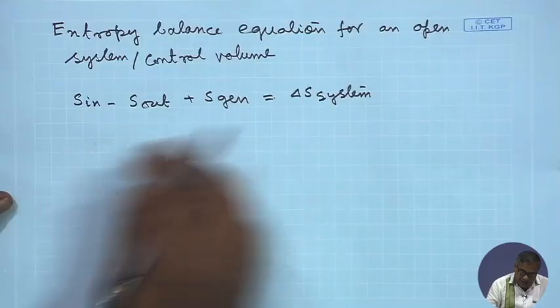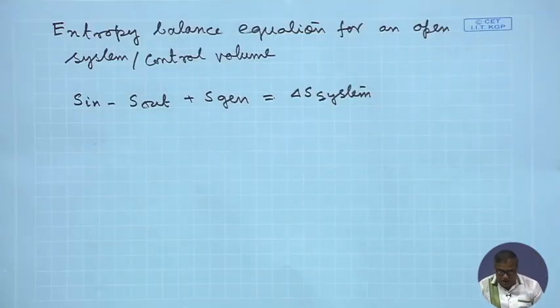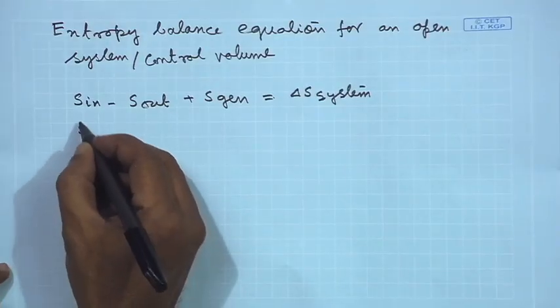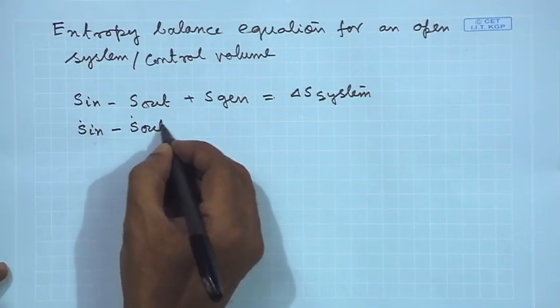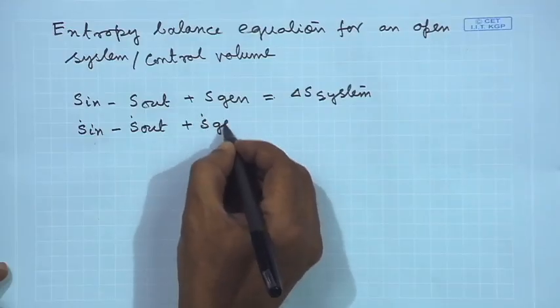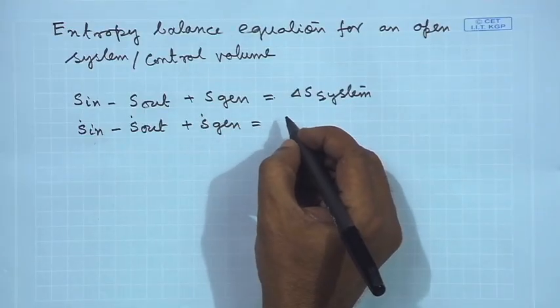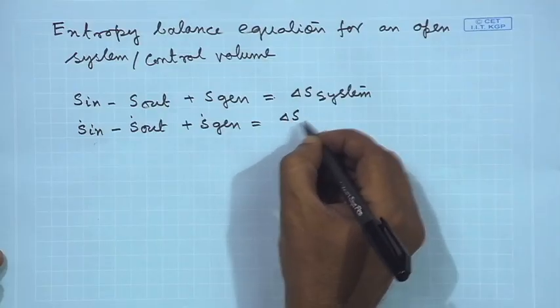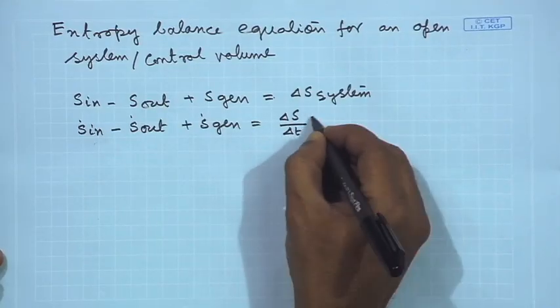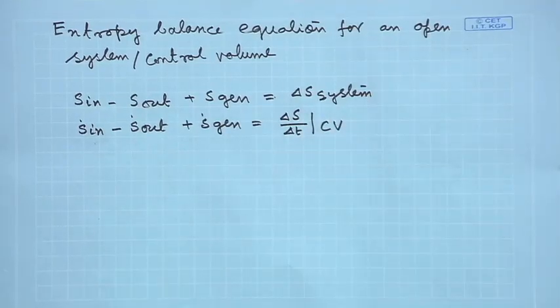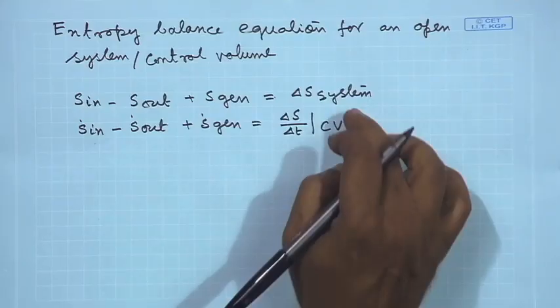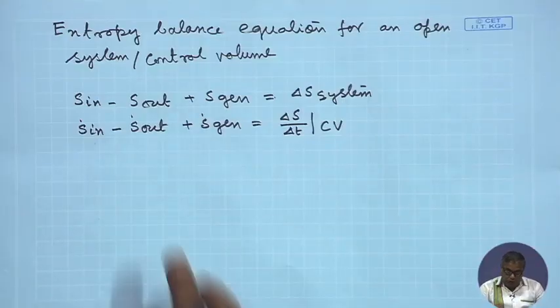So, in terms of time, if I divide both the sides by some delta t, where delta t denotes the duration, one can write S in, this is rate, minus S out plus S gen, that is equal to dS/dt, or delta S by delta t, of the control volume, C V. So, this is basically the top one I have written for a system, which we can write for an open system and also for a closed system, but now we are considering a control volume. So, let us write C V.